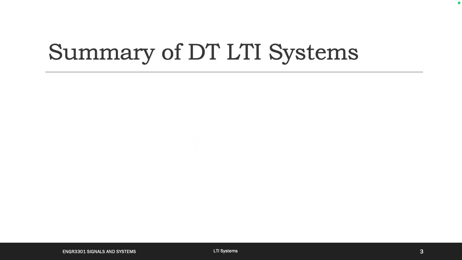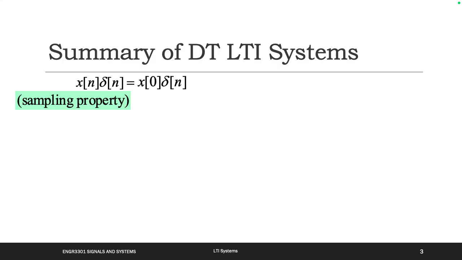Okay, let's review the DT LTI system. Let's start from the beginning. What's the result for this equation? x[0], am I right? Yes, here we use the sampling property, and it will equal x[0] delta[n], which means when n equals 0 it is 1, otherwise it is 0. Using this sampling property, what's the result for this one?